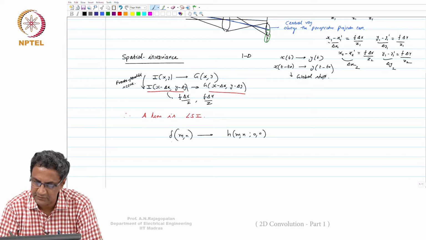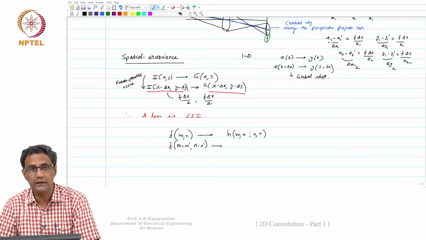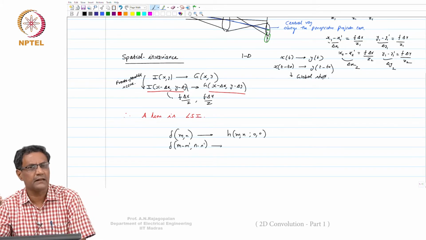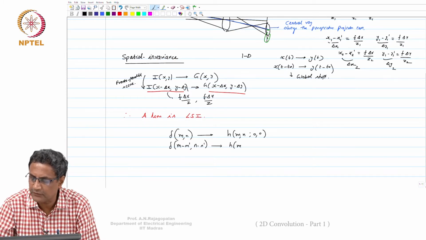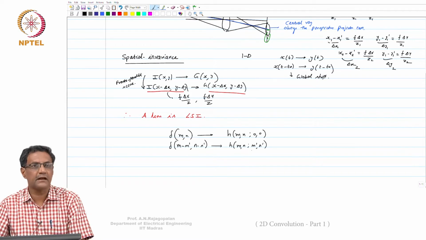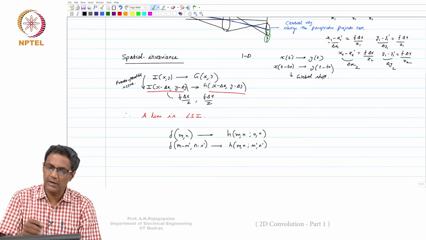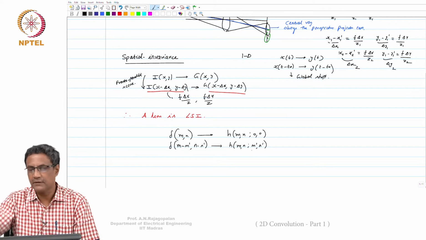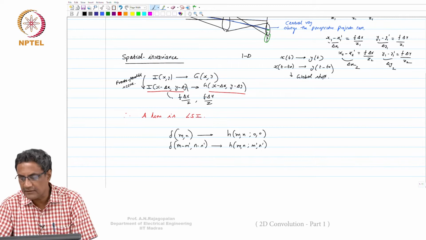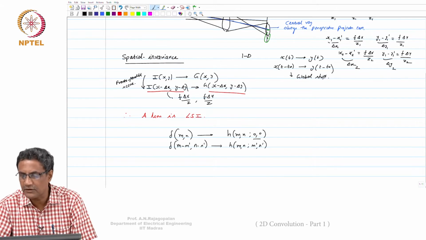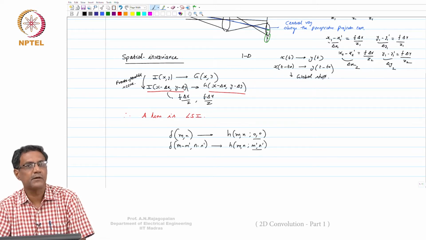Now, suppose I shift this Kronecker delta to some m prime, n prime, and as of now, I do not assume linearity or anything. Then let us say that this system produces an h which again depends upon where the impulse is. This is like a response to an impulse. If you applied it at m equal to 0, n equal to 0, I see this one. When you apply it at m prime, n prime, I see this one. So this is indexed by 0 comma 0, this is indexed by m prime comma n prime.